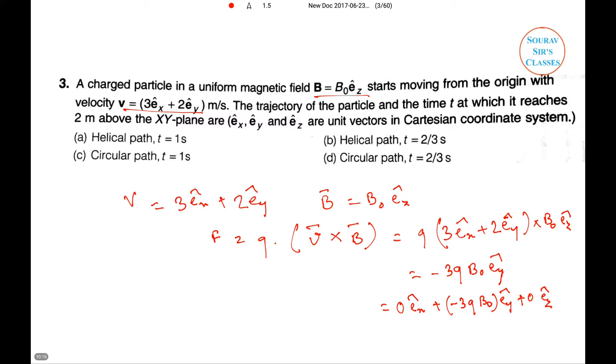Therefore, the distance above the xy plane at time t is z equal to vz times t, that is 2 times t, and t is equal to 1 second. Now we can see that the trajectory will be a helix and the time taken will be 1 second.